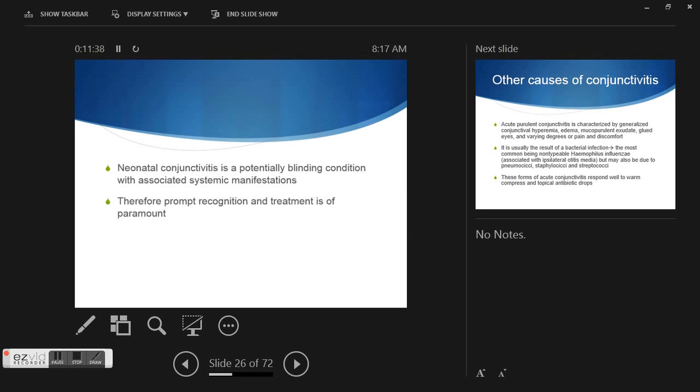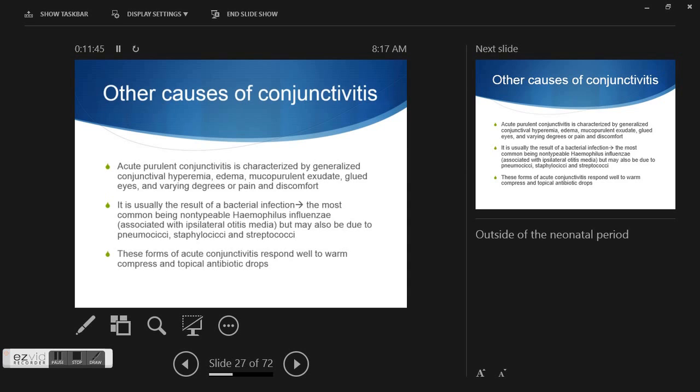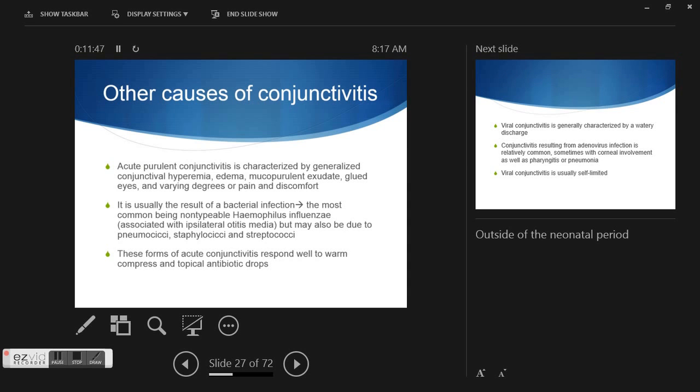Neonatal conjunctivitis is a potentially blinding condition with associated systemic manifestations. Therefore, prompt recognition and treatment is of paramount importance. So outside of the neonatal period, there are many other causes of conjunctivitis.